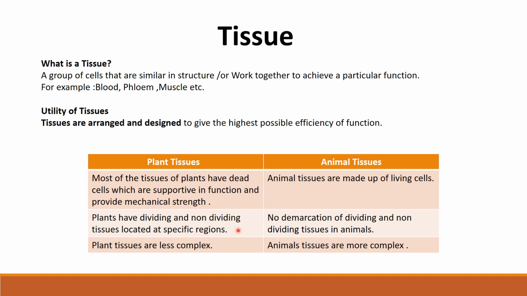Now that's why, when we say that most of the cells are dead in plants, they have the main function of support and mechanical strength. That's why plant tissues are less complex. But in animal tissues, all are living, all are different types of cells. The shape is different, the location is different, the function is different. According to that, the organs performing are different. So according to that, animal tissues are more complex.